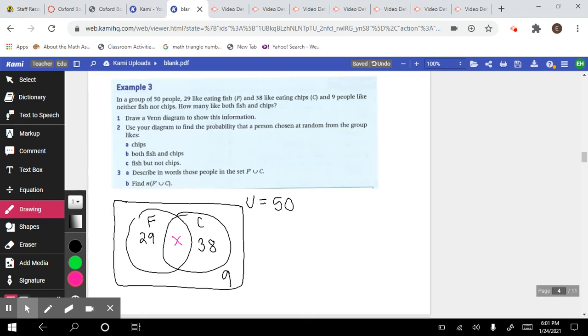So here's how I like to do it. I like to go with this half circle first. Remember that the 29 represents the full circle. So if I just want the half circle, it'll be 29 minus X. That's for the half moon on the left. Then I want to do the half moon on the right. So 38, once again, is the full circle, including the middle. So I'm going to add on 38, take away X.